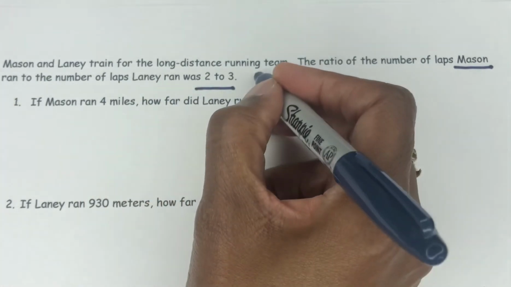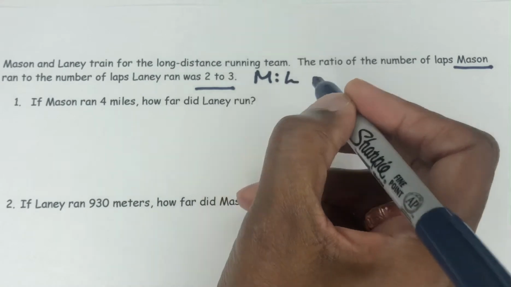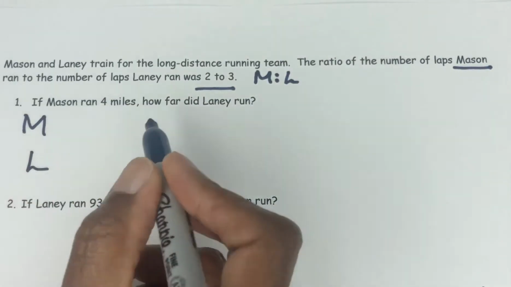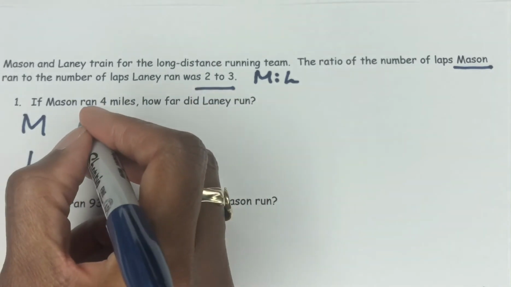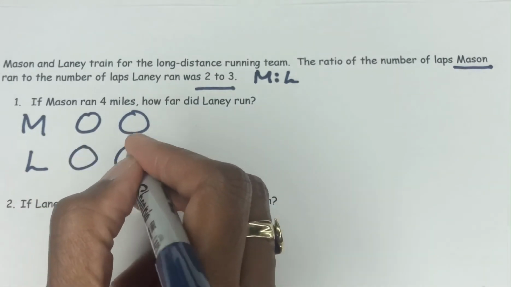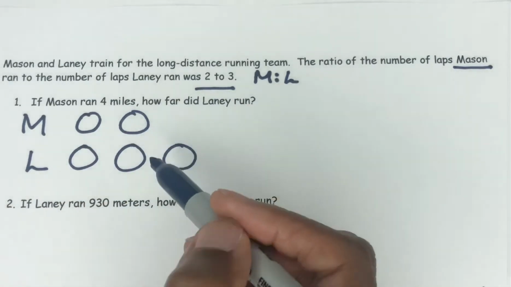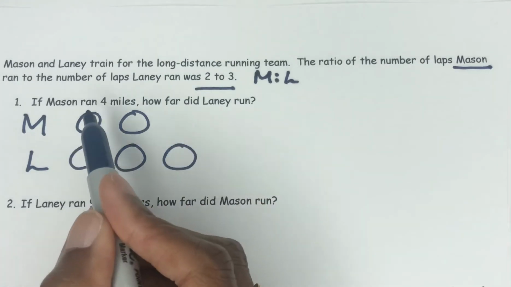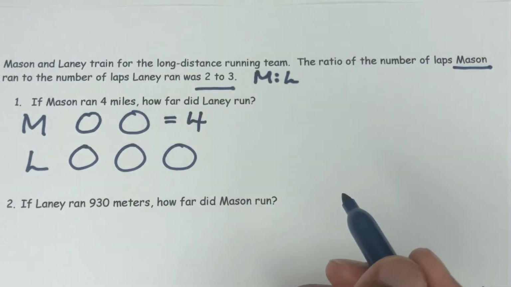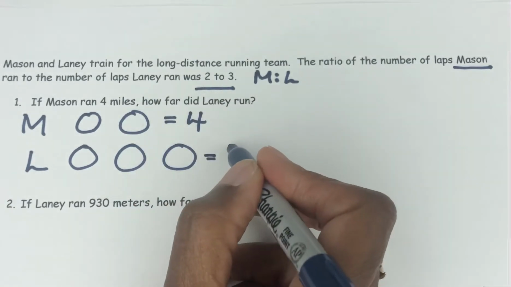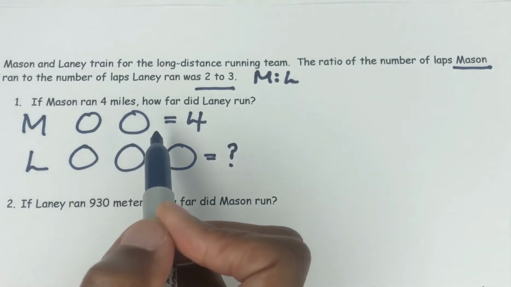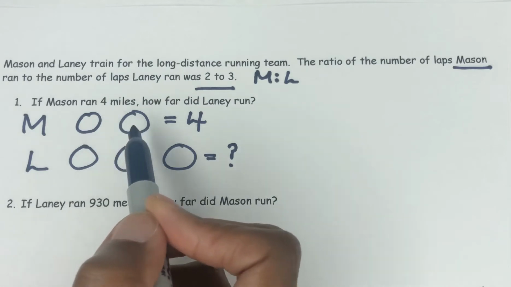So Mason is first. So Mason is the 2 and Lainey is the 3. All right, so we have to remember that. Mason to Lainey. Okay, so then we're going to do it here. We're going to put Mason and Lainey. And like I said, Mason is 2, and Lainey is 3. All right, so here's the ratio of them. Right, so if Mason ran 4 miles, it gives us half of the answer here. What is Lainey? We don't know what hers is yet, so this is what we have to find out, right? So Mason ran 4 miles, so we need 2 numbers that will give us the 4.